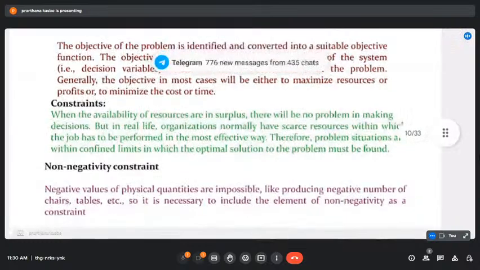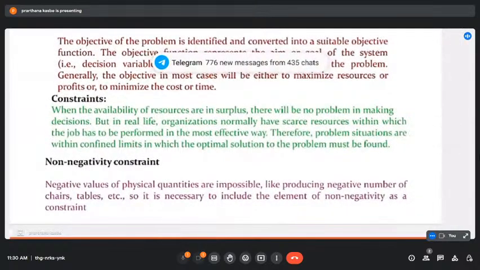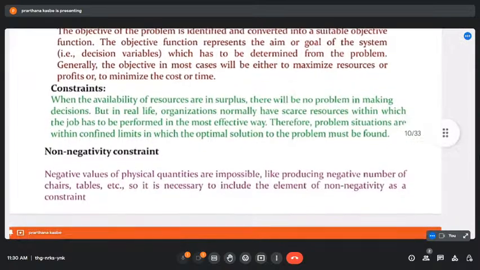When the availability of the resources are in surplus, म्हणजे आपल्याला जे मिळणारे रिसोर्सेस आहेत किंवा अवेलेबल असणारे रिसोर्सेस आहेत तर ते सरप्लस असतील, अधिक असतील, there will be no problem in making the decision. But in real life the organization normally has scarce resources, म्हणजे रिसोर्सेसची ज्यावेळी आपल्याला दुर्मिळता असते तर त्या within याच्यामध्ये आपल्याला कशा पद्धतीने इफेक्टिव्ह वेने परफॉर्म करायचं आहे तर ते आपल्याला बजेट लाईन कन्स्ट्रेंट मध्ये दाखवलं जातं.